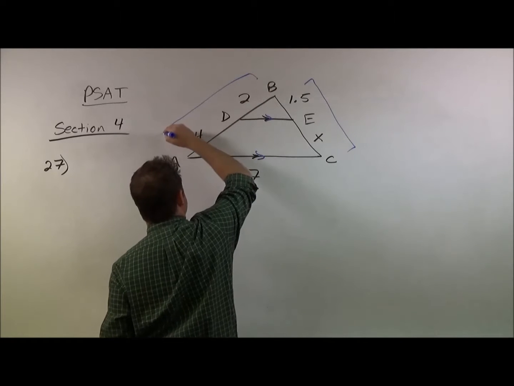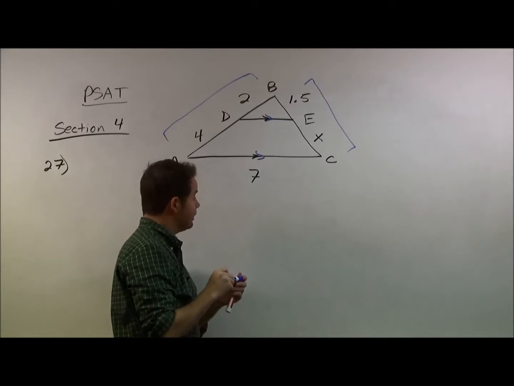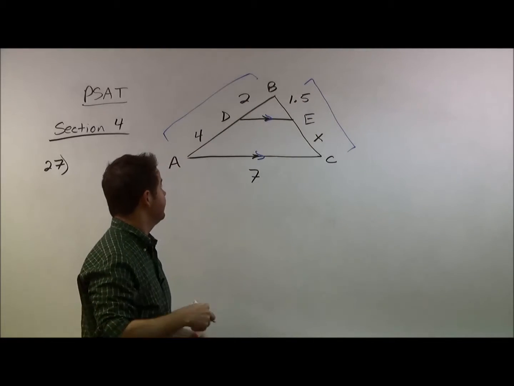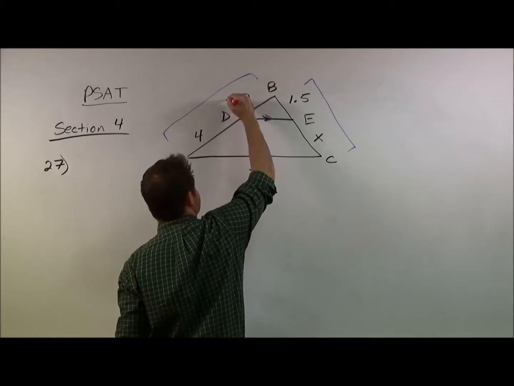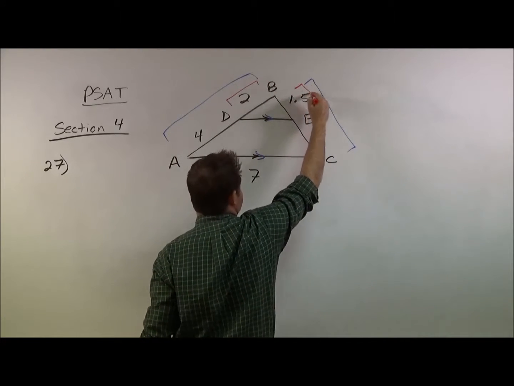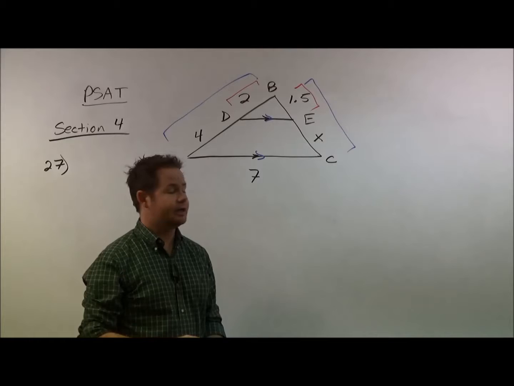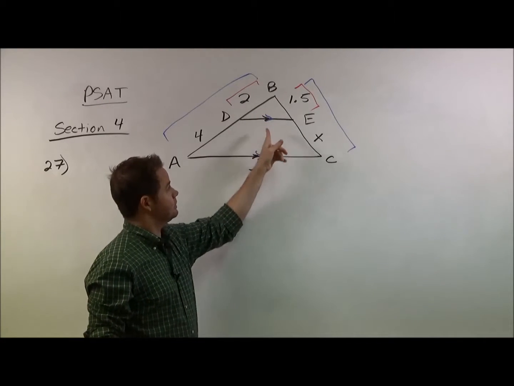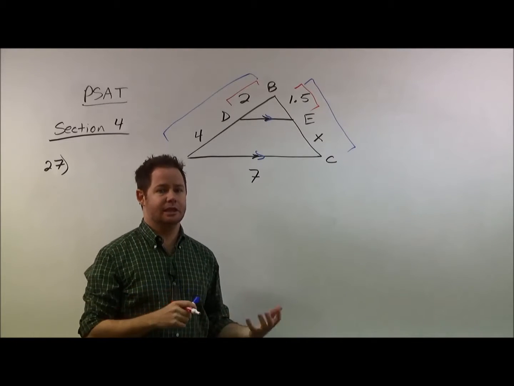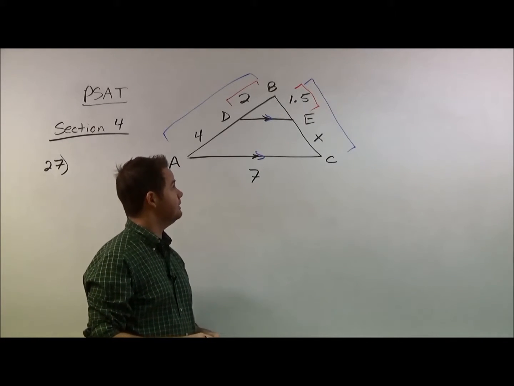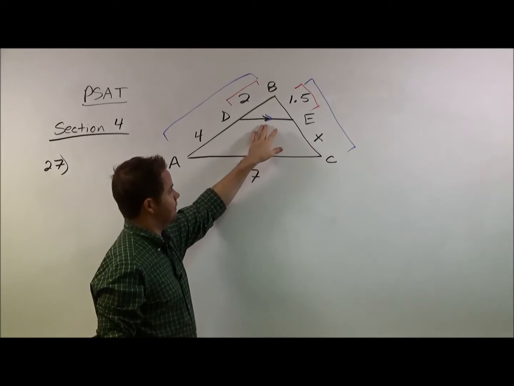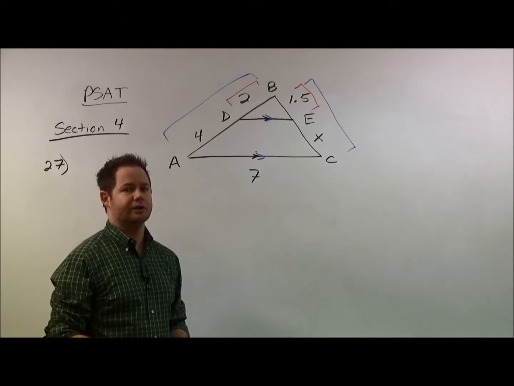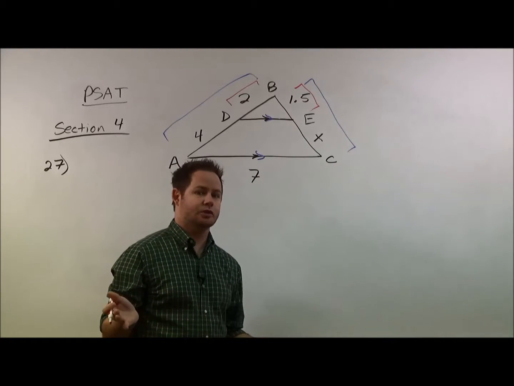So let's color code this a little bit. The blue will represent the large triangle that we have, and the red will represent the smaller triangle that we have. And with triangles, when you have one triangle inside of another, usually you'll see that the lines are parallel, especially for PSAT, SAT questions. That's how they'll display it. And that means that if these lines are parallel, these angles are the same, which means that these triangles are similar. And what do we know about similar triangles?